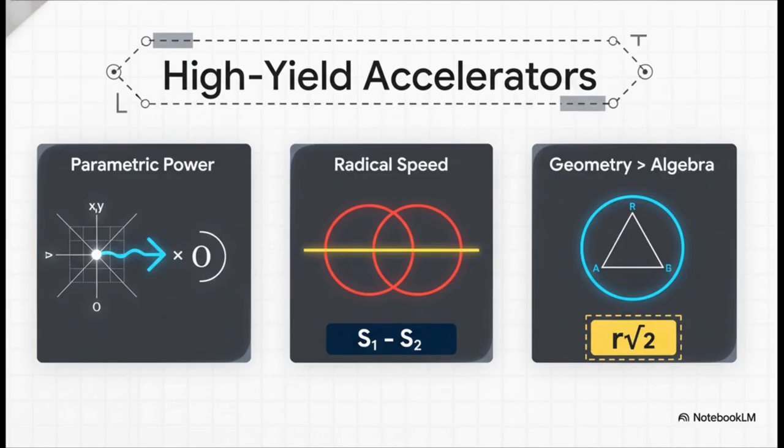Or radical speed. If you need the common chord between two intersecting circles, please don't do complex substitutions. Just subtract their equations. S sub 1 minus S sub 2 equals 0 instantly hands you that straight line of intersection. And hey, if a chord subtends a 90-degree angle at the center, don't calculate the distance. Just know the length is instantly r times the square root of 2.